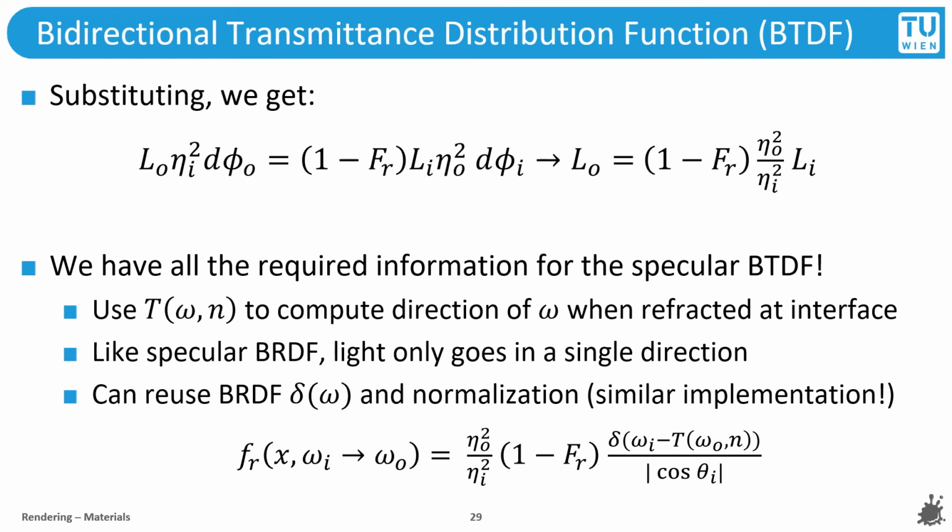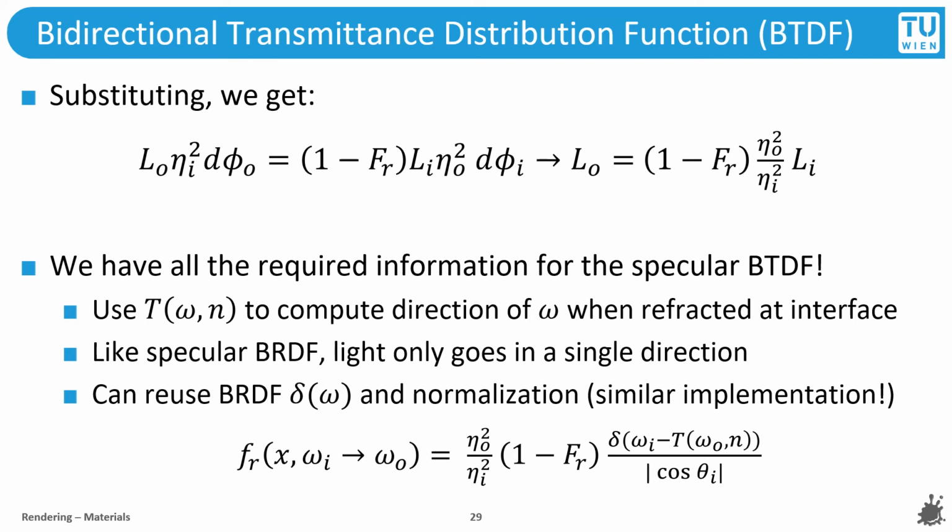And we can substitute this into the equation for ingoing and outgoing light during refraction. The final equation tells us that the radiance that the light carries after refraction is equal to 1 minus the Fresnel term times eta O squared over eta I squared times the incoming radiance. And with that, we have finally acquired all the definitions that we need to define the specular BTDF for dielectrics.